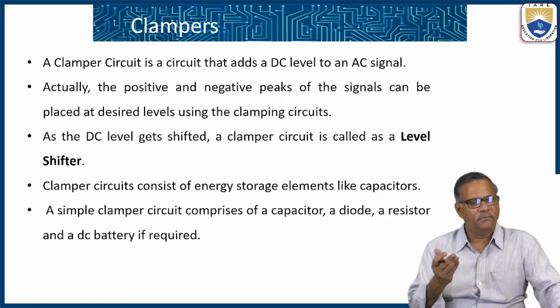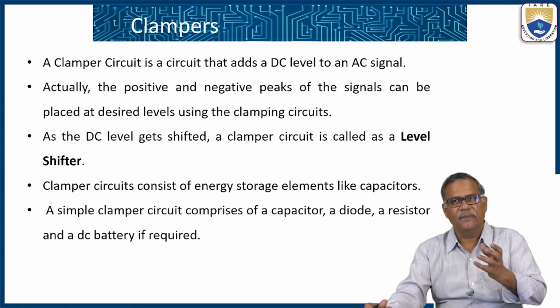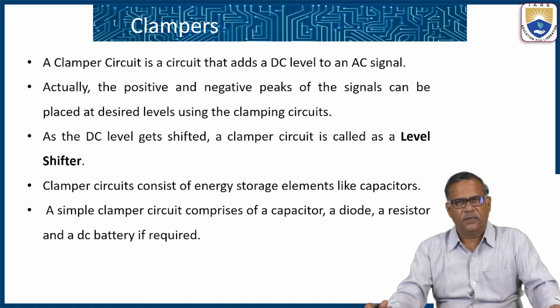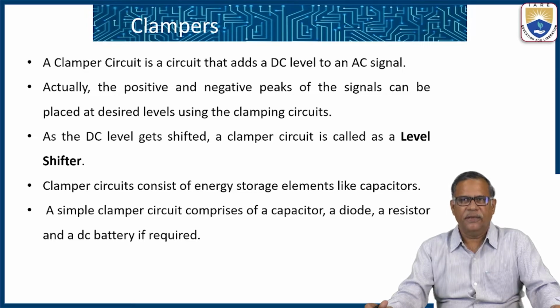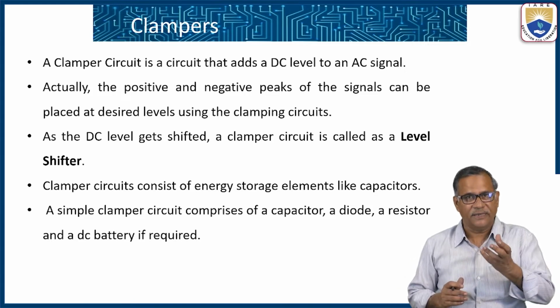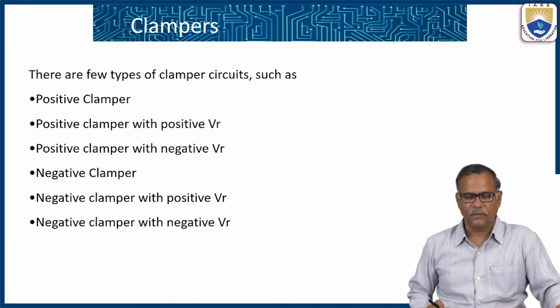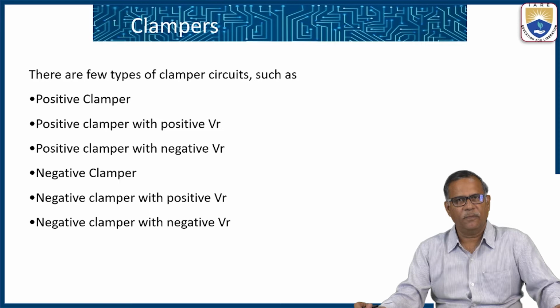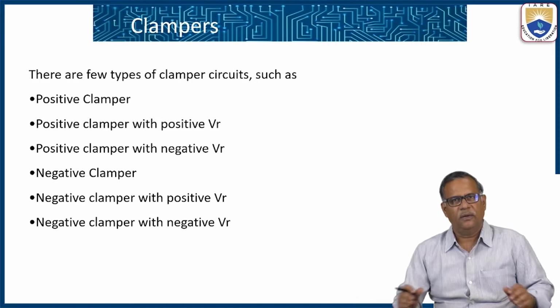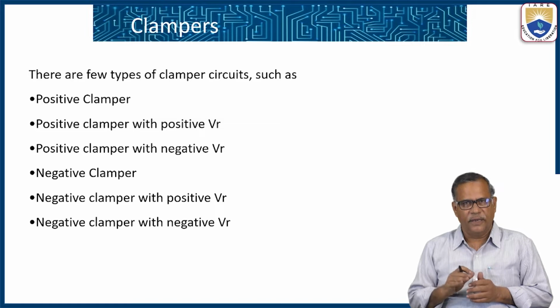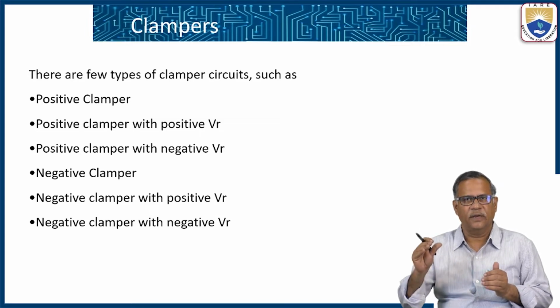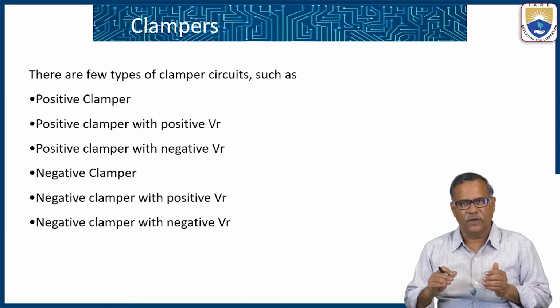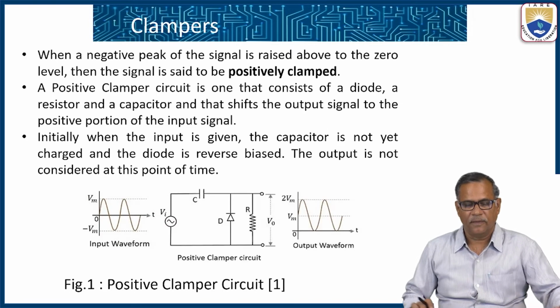And a clamper circuit naturally consists of energy storage elements like a capacitor. So, the clamping circuits I am going to discuss today contain essentially a capacitor, a diode, a resistor, and a battery to provide a reference voltage. Let me quickly summarize the clamping circuits. We have the positive clamper, the positive clamper with positive VR, the positive clamper with negative VR, the negative clamper with positive VR, and the negative clamper with negative VR. So these are the various types of clampers.